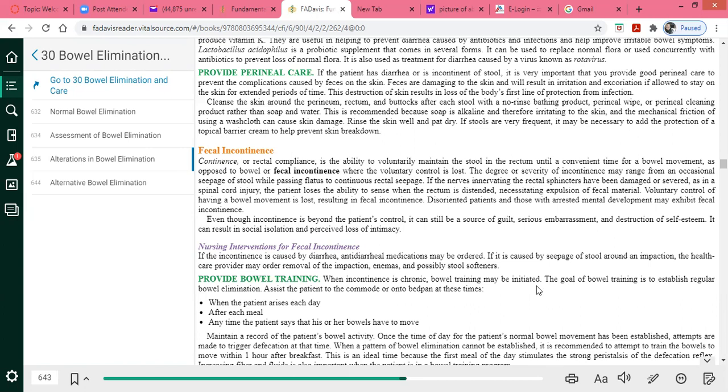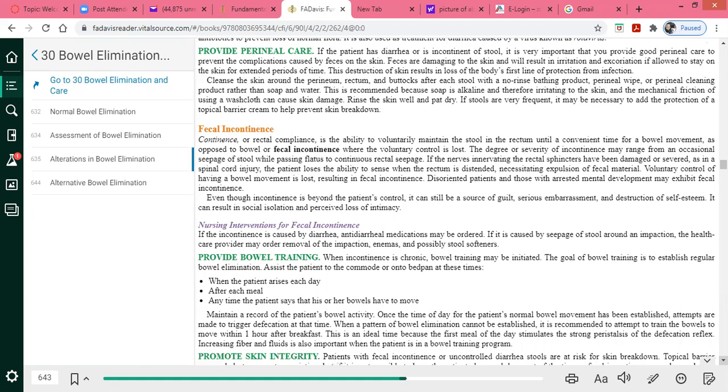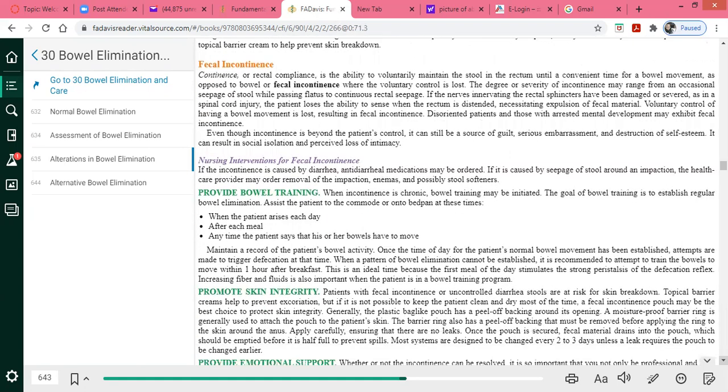Some of the nursing interventions is promoting skin integrity. And part of promoting skin integrity is keeping the patient clean. When the patient notifies you, "Hey nurse, I pooped on myself," or "Nurse, I had a bowel movement, I need to be cleaned up," you want to clean them up as soon as possible, or delegate that task to the nurse assistant.